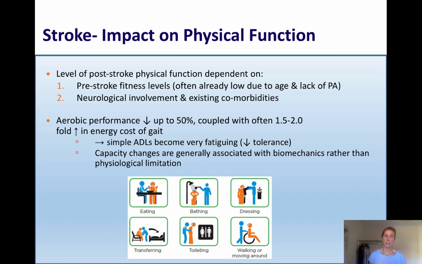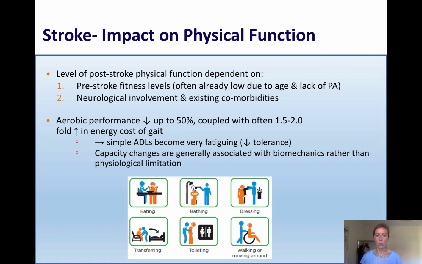So just a few stats here. Your aerobic performance, generally speaking, can decline up to 50%, which is coupled with often a 1.5 to 2-fold increase in energy cost of gait. Okay, so we're a lot less fit, but we're also finding it extremely more taxing just to walk. So what happens is there's this really exacerbated fatigue effect. Simple activities of daily living become very fatiguing.